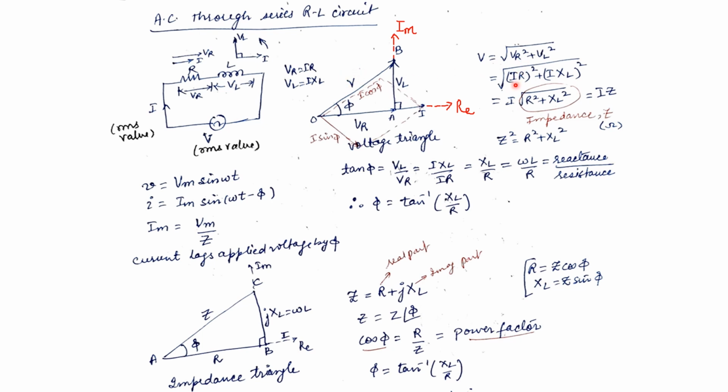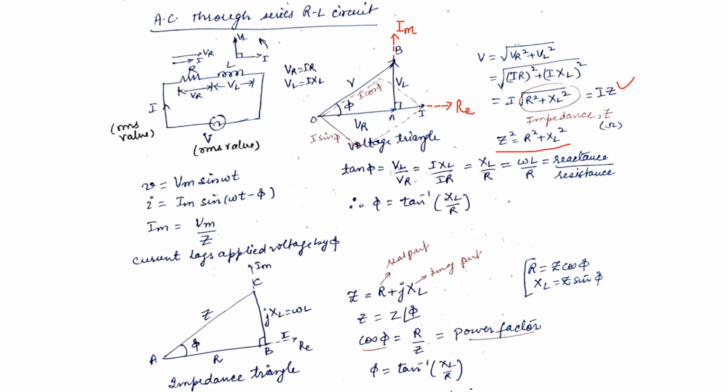Now VR is IR and VL is IXL. So we can write the formula for V is equal to I under root R square plus XL square. If you look at this term, R square plus XL square is equal to Z square, or I can write this entire thing as Z. That is called the impedance of this circuit. The Z is the impedance of the circuit. The unit will be ohms. So I can write impedance square is equal to resistance square plus reactance square.